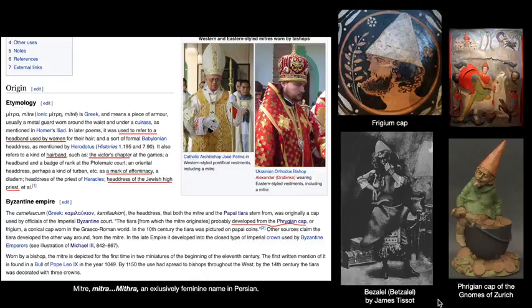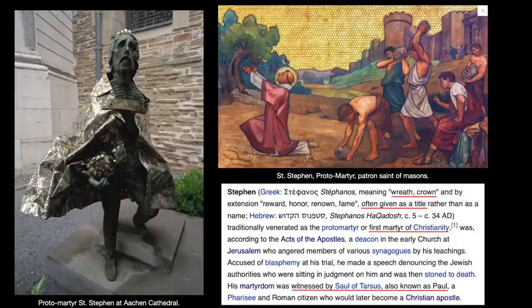Whose crown is it? Saint Stephen is the very first Christian martyr, the proto-martyr. And his name means crown, and by extension reward, honor, renown, and fame. Stephen is often given as a title rather than as a name. The Stephanos HaKadosh in Hebrew.